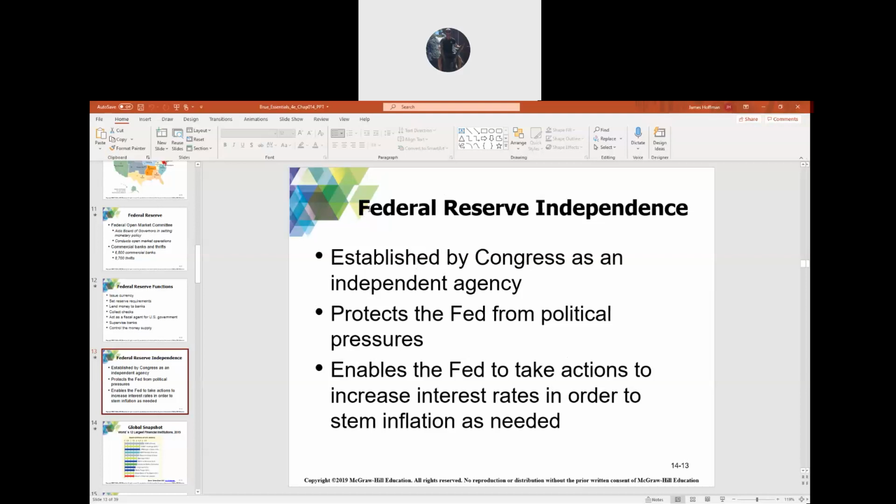Okay, and so note that the Federal Reserve is essentially independent from the Congress or the federal government. It was established as an independent agency, and the idea was to protect the Fed from political pressures, which enables the Fed to take actions to increase or decrease interest rates in order to halt or stem inflation or encourage economic growth. But technically, the Fed is a separate agency from the federal government. Obviously they work together and they talk about things, but the president can't just tell the Federal Reserve what to do, and vice versa. So they're separate things. They obviously work together, but the Fed is technically not part of the U.S. government.